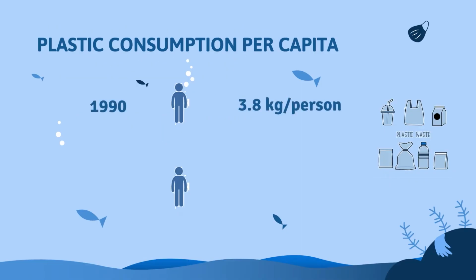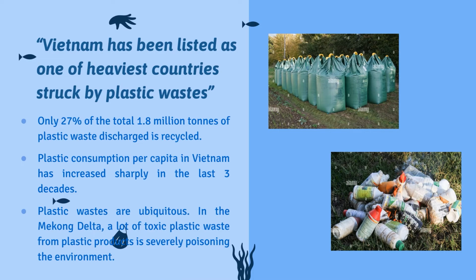Plastic consumption per capita in Vietnam has increased dramatically in the last 3 decades. In 1990, a person would only consume 3.8 kilograms, but in 2018, that number has inflated up to 41.3 kilograms per person. Plastic waste can be seen everywhere from cities, at sea, rivers, or rice fields. In the Mekong Delta, the so-called rice bowl of Vietnam, a lot of plastic waste from bottles, pesticides, and chemical fertilizers are severely poisoning the environment.